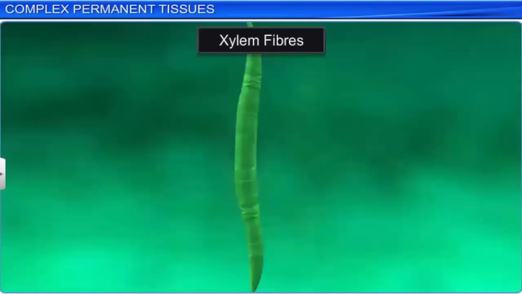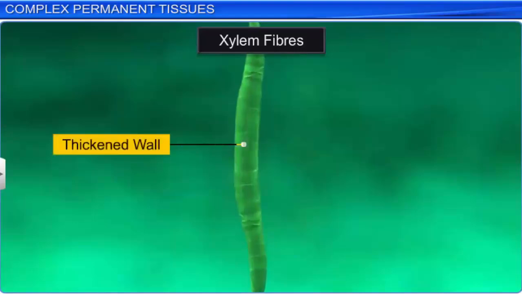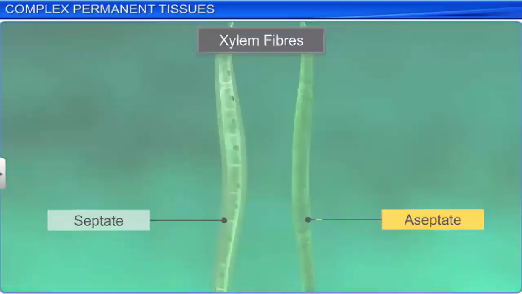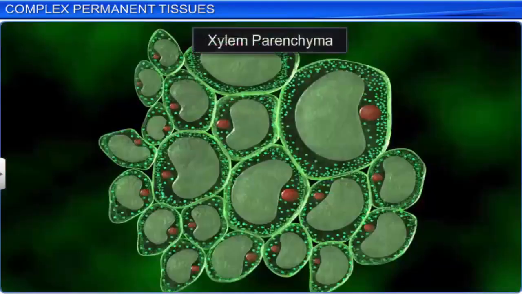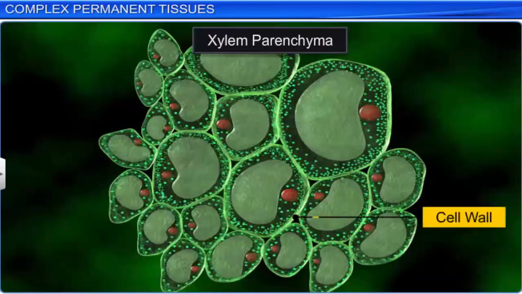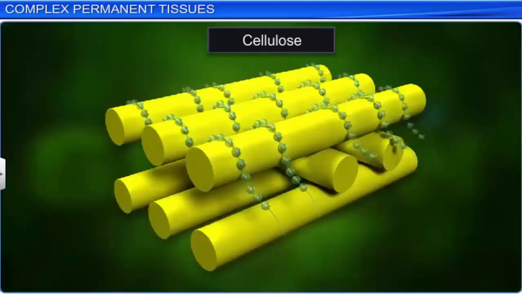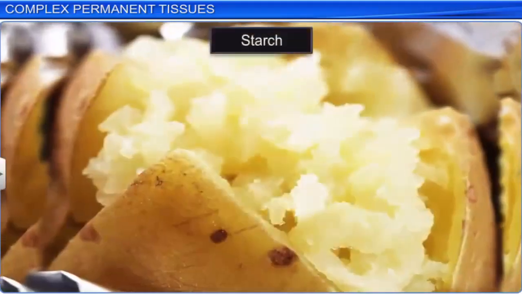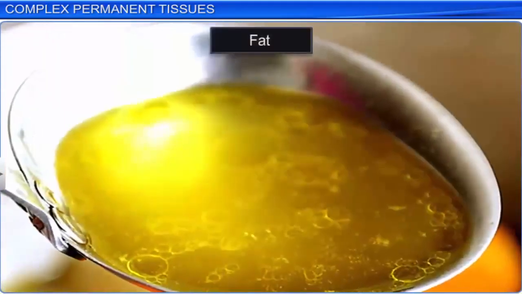Xylem fibers are sclerenchymatous fibers associated with the xylem. They have highly thickened walls and obliterated central lumens. These may be septate or aseptate. Xylem parenchyma is composed of parenchymatous cells. They are living and thin-walled, with cell walls made up of cellulose. These cells store food material as starch or fat, or substances such as tannin.